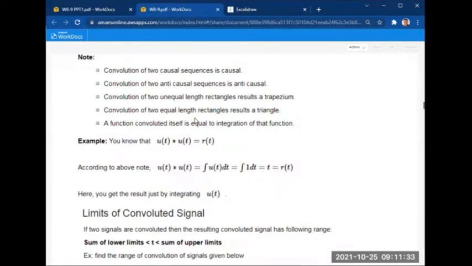Should I make an example here? You can search for this one. This is the most common example when you search for convolution. Two rectangles, two unequal length rectangles and two equal length rectangles. So that will be your own assignment to search for the convolution of these signals.